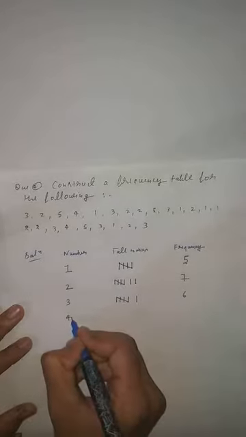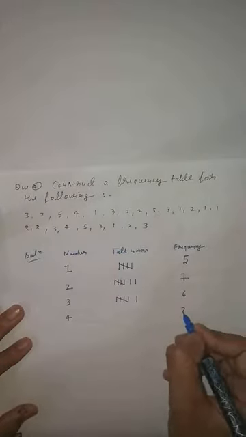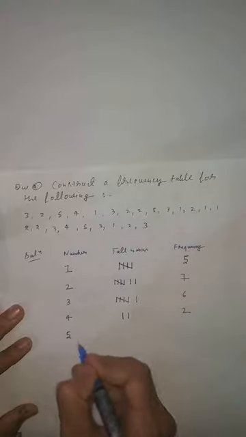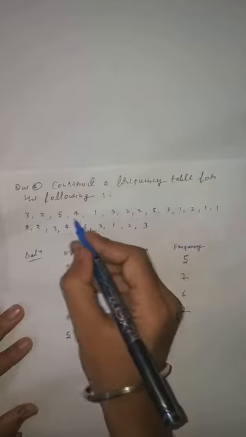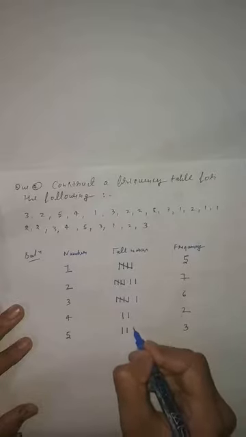So for 4 you will find out how many 4s are given. 1, 2, only two 4s are given. Clear student? There you will write down 2, and 1 and 2. Clear students? Now come to 5. For 5, 1, 2, 3. Only three 5s are given, students. So you will write down here 3, and 1, 2, 3.